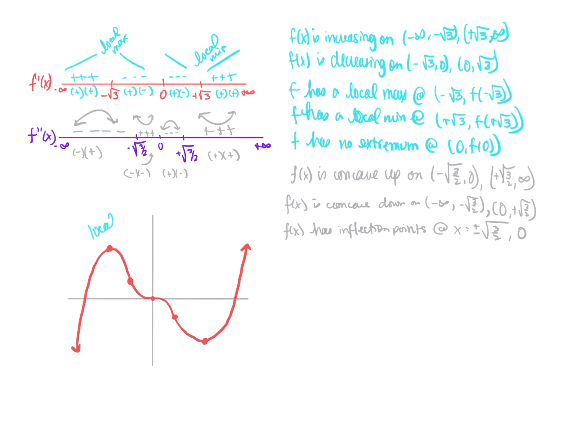So here, let's label a few of these. Here's our local max, and that is a critical point. That would be at negative root 3. And here's our local min. That's also a critical point. That was out at positive root 3. And remember, our inflection points came in at 0, negative root 3 over 2, and root 3 over 2. So negative root 3 over 2, and this one would be positive root 3 over 2. So all of it goes together to help us graph our function.